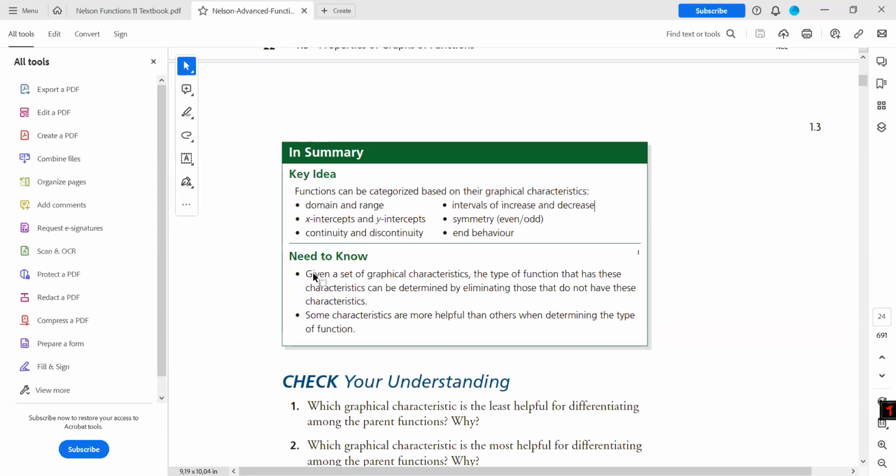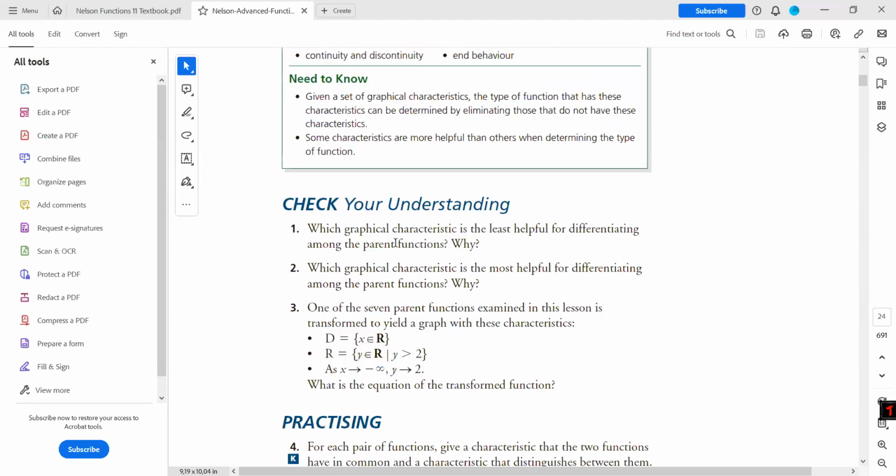What you need to know is that, given a set of graphical characteristics, the type of function that has these characteristics can be determined by eliminating those that do not have these characteristics. Some characteristics are more helpful than others when determining the type of function.